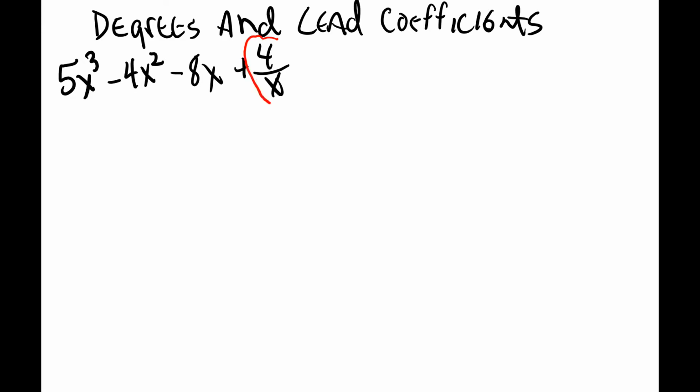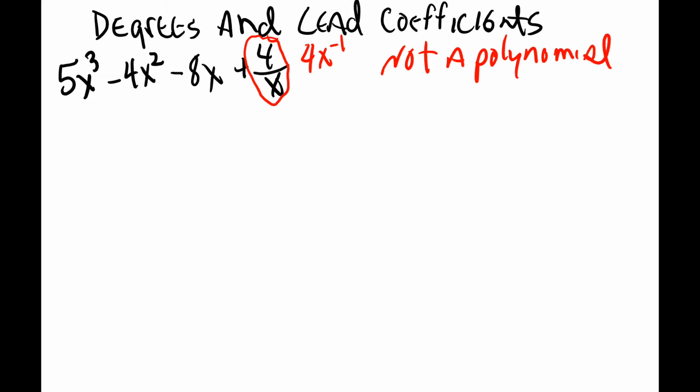This term right here could also be written as 4 times x to the negative 1 power. That would put that x into the denominator. And this x raised to the power of negative 1, well, that violates the condition that n must be a non-negative integer. And so, in fact, this is not a polynomial of one variable.